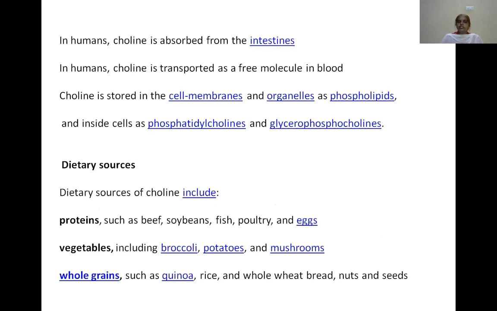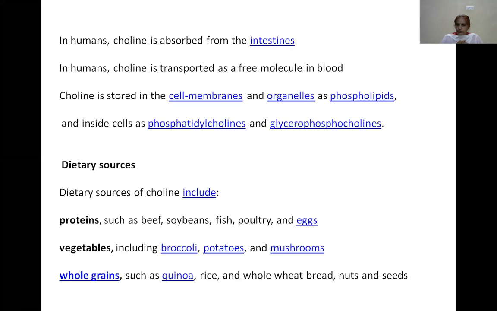So in humans, generally choline is absorbed from the intestine and transported as a free molecule in the blood and stored in the cell membrane and organelles as phospholipids. But inside the cells it is stored as phosphatidylcholine and glycerophosphocholine. Choline is stored in the cell membranes and organelles as phospholipids.